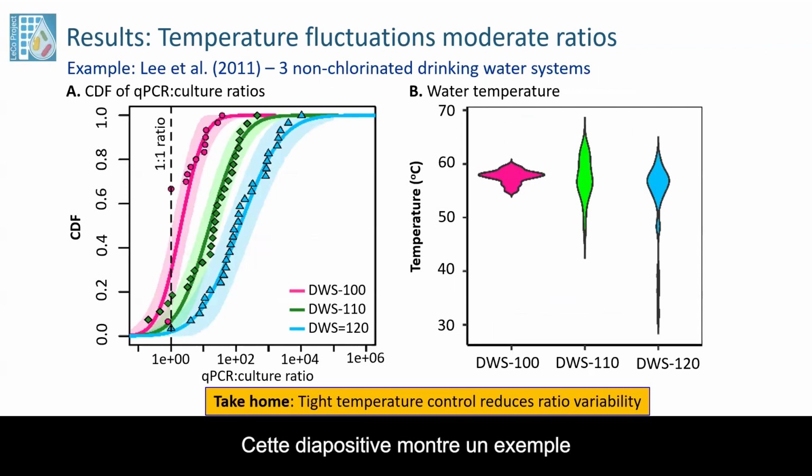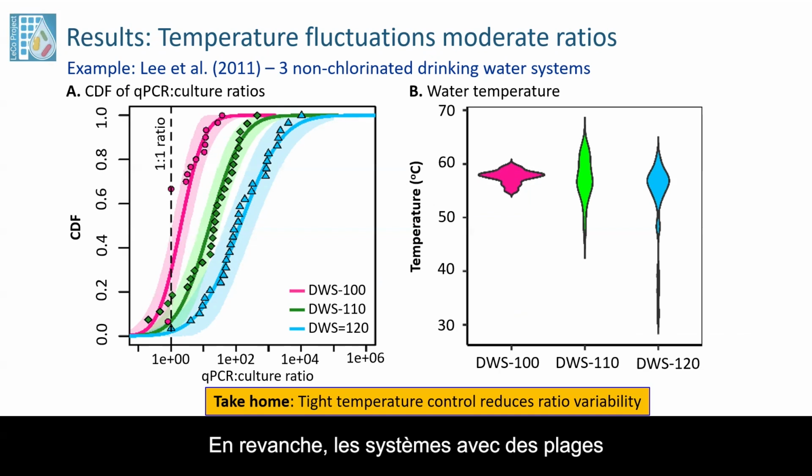The slide shows an example from 3 non-chlorinated hospitals, focusing on how system condition affects the qPCR to culture ratios. In panel A, we see the cumulative distribution of the qPCR to culture ratio for the 3 buildings. We can see that the distribution of the ratio varies substantially between sites. Panel B shows the distribution of water temperature recorded at each site. We can see that the system with the narrowest and highest temperature, system 100, also has the most stable and lowest qPCR to culture ratios, clustered close to 1:1.